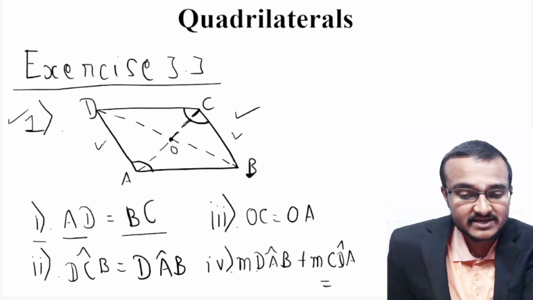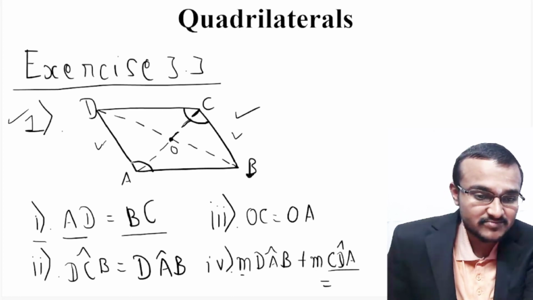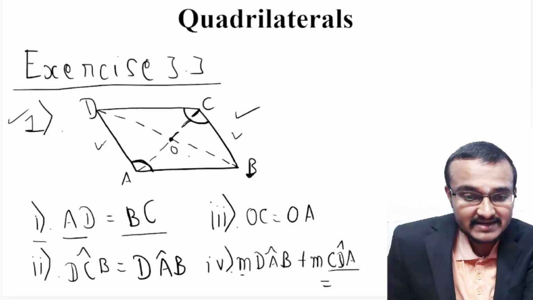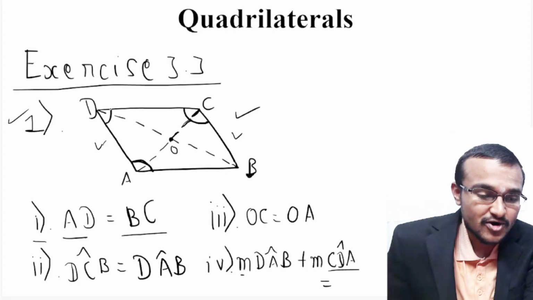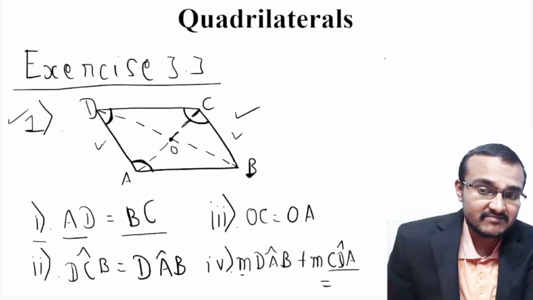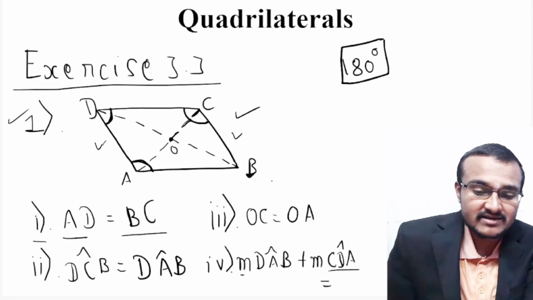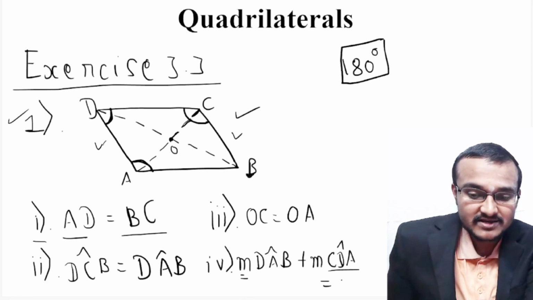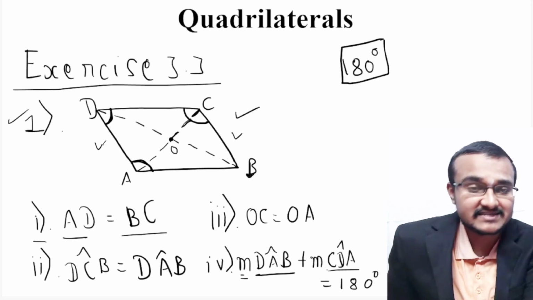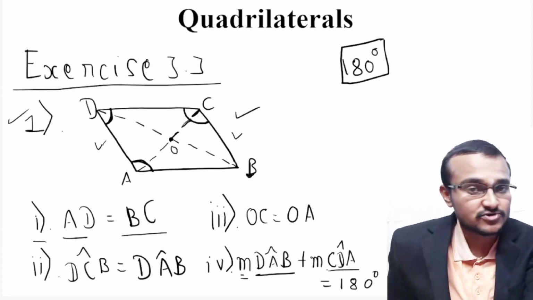Now coming to the fourth question, here you have m∠DAB plus m∠CDA is equal to dash. Here m∠DAB means this particular angle and m∠CDA means this particular angle. In a parallelogram, adjacent angles are always supplementary to each other. That means if you add adjacent angles, you get 180 degrees. So if you add angle DAB and CDA, which are adjacent angles, you should always get 180 degrees. So the answer for this fourth question is 180 degrees.